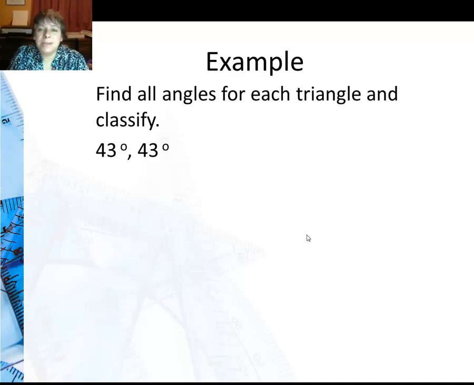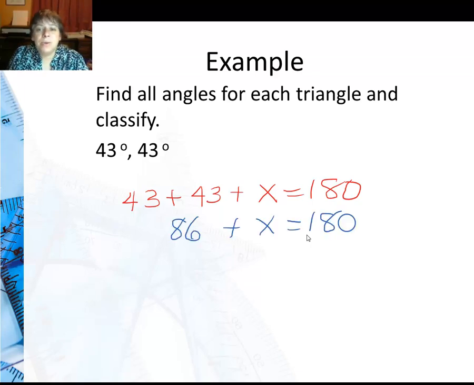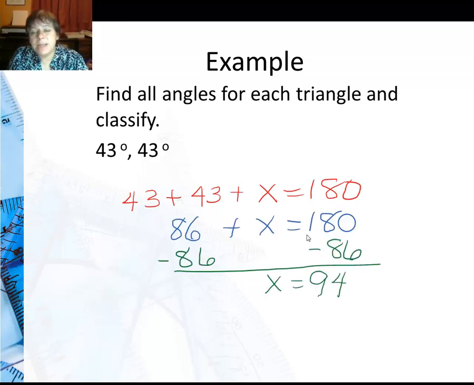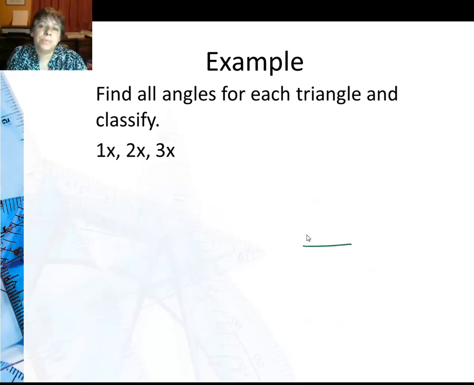In this next example, I have two angles, 43 degrees and 43 degrees. Again, I set up the same equation. All three angles must add up to 180. So 86 plus x is 180. Subtract 86 from both sides, and I get x is 94. Well, 94 is the largest angle. It's more than 90, so the triangle is obtuse.